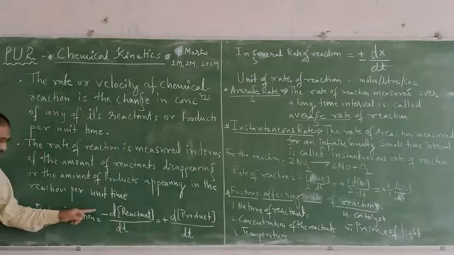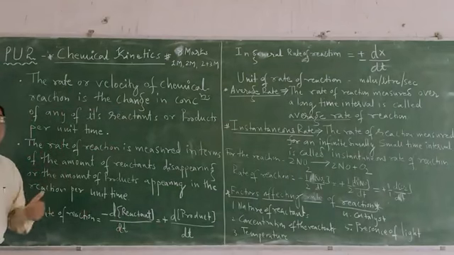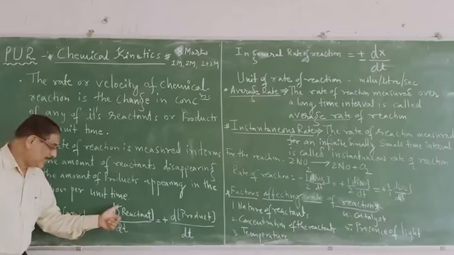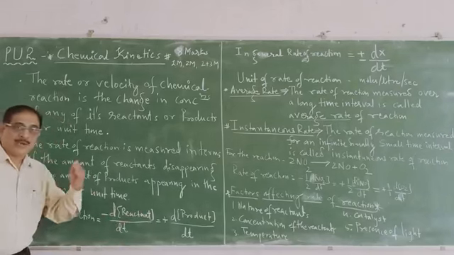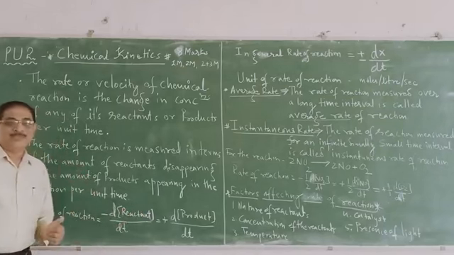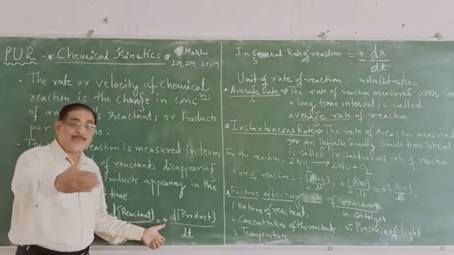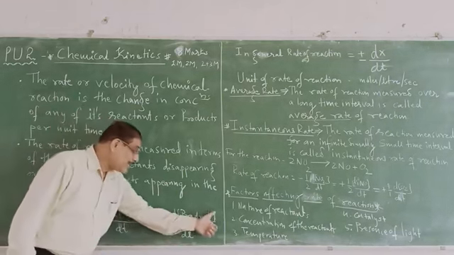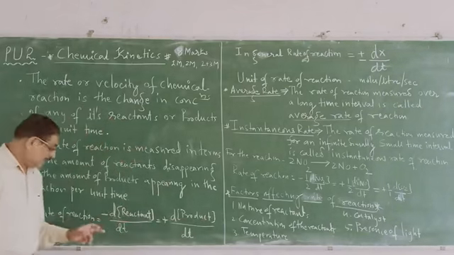Here, why is the minus sign there? It is because as time passes, the concentration of reactant decreases. This square bracket indicates what? Molar concentration. Molar concentration of reactant decreases with respect to time. And here, the plus sign indicates the concentration of product increases. Molar concentration of product increases with time. So, mathematically, it is shown like this.